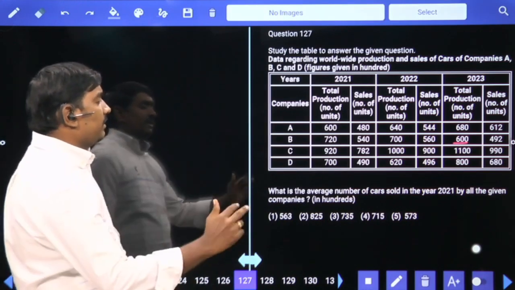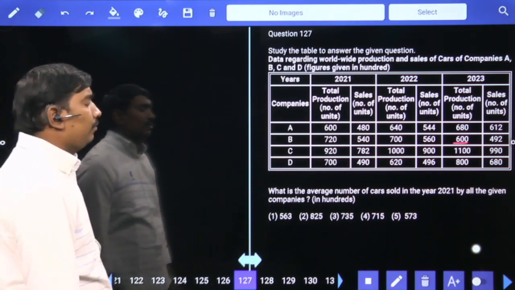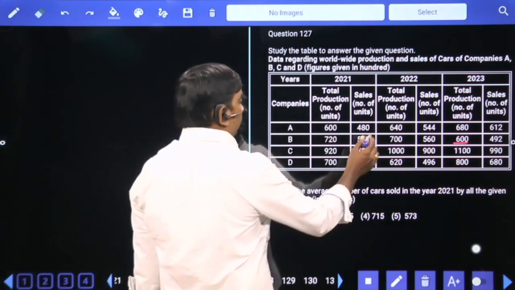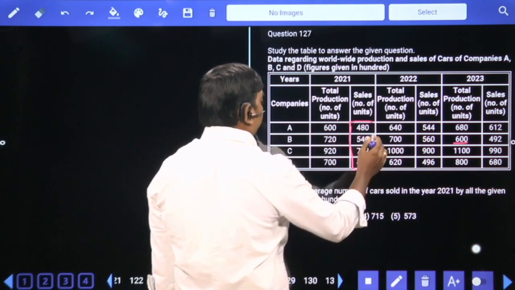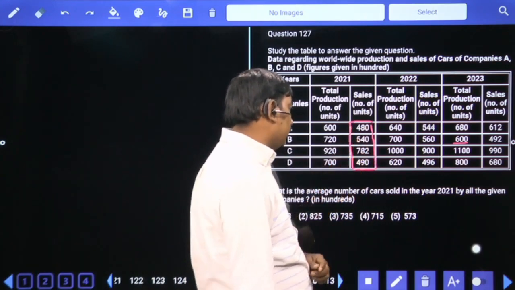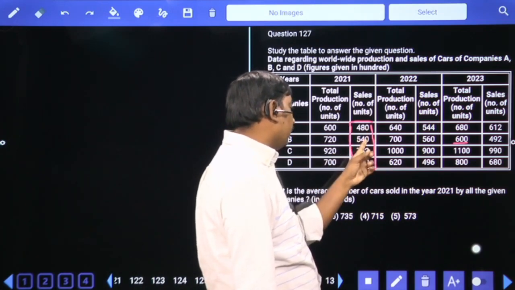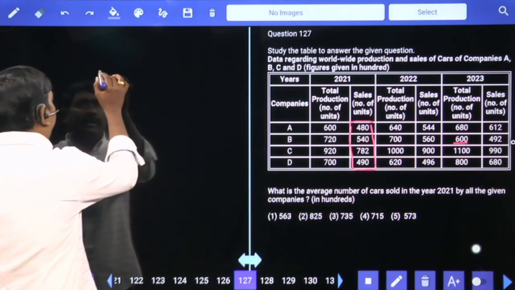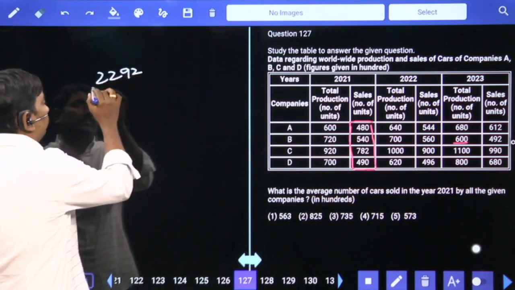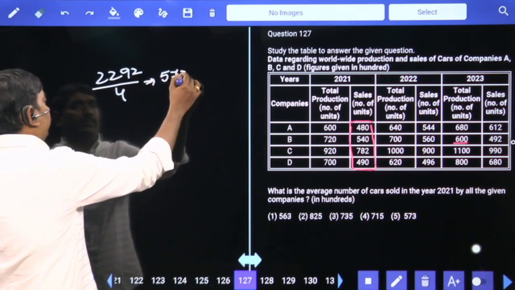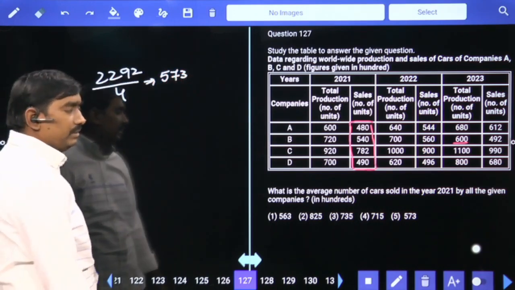What is the average number of cars sold in the year 2021 by all the given companies? Sold: 400, 900, 1600, 2000, 80, 120, 202, 292, total 2292, divided by 4. 4 5s are 20, 4 7s are 28, 4 3s are 12. 573 is the average.